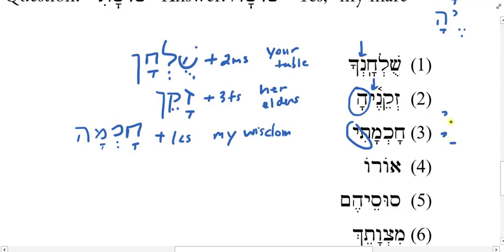Hiriq is a single dot. Maybe that'll help you remember. That means it's a singular noun. All right? So, my wisdom. Do we know the word or? Have you learned that? Yes, the word light, or. So the lexical form, the dictionary form, is or.